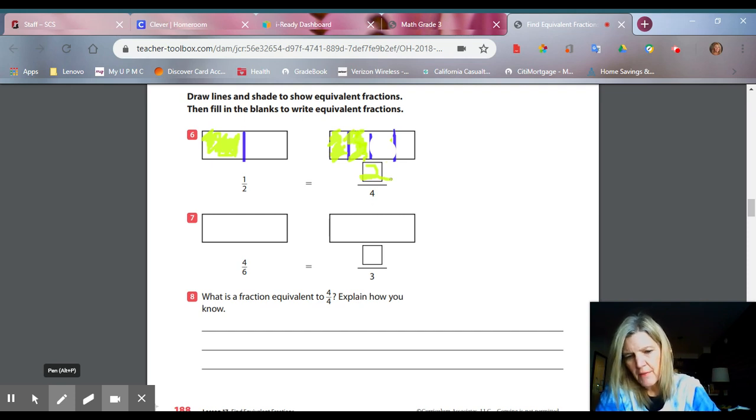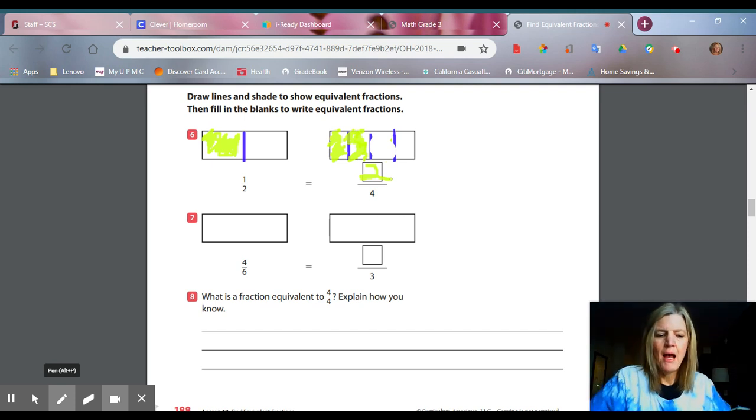Go down to number 7. 4/6 is equal to how many thirds? Go ahead and divide your boxes into those equal parts.